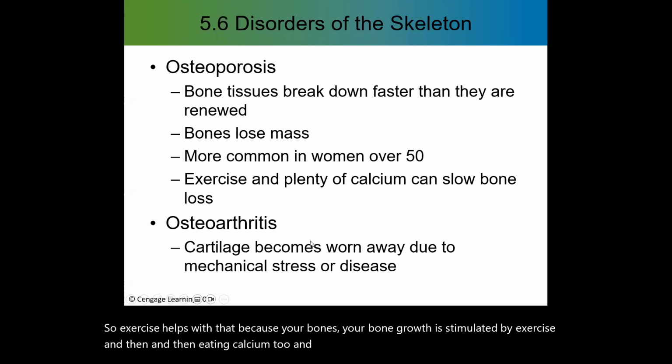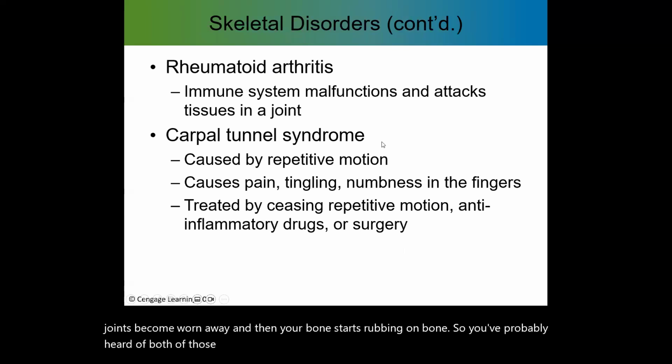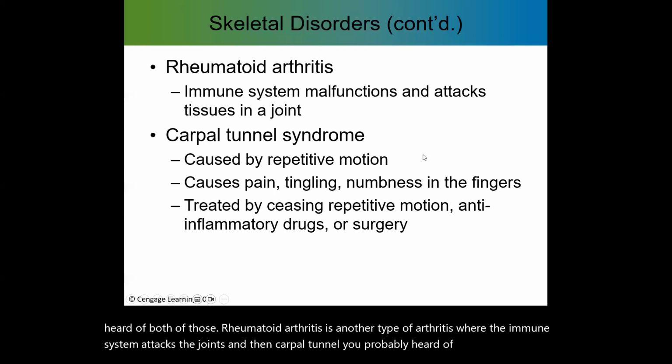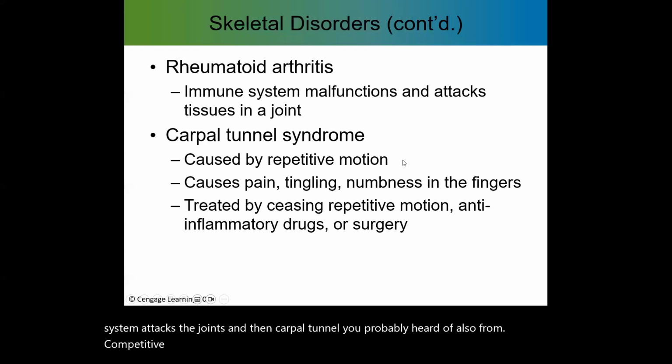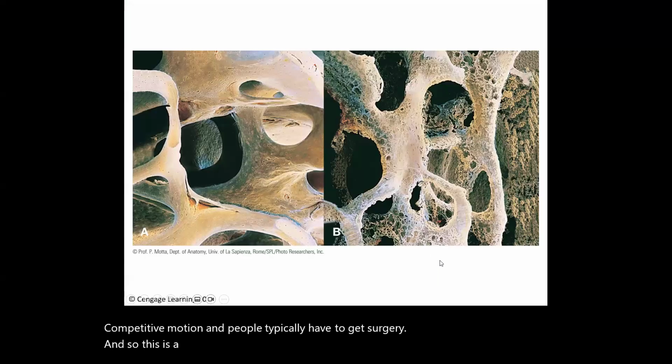And then osteoarthritis is when, from overuse, your joints become worn away, and then your bone starts rubbing on bone. So you've probably heard of both of those. Rheumatoid arthritis is another type of arthritis where the immune system attacks the joints. And then carpal tunnel, you probably heard of, also from repetitive motion, and people typically have to get surgery.